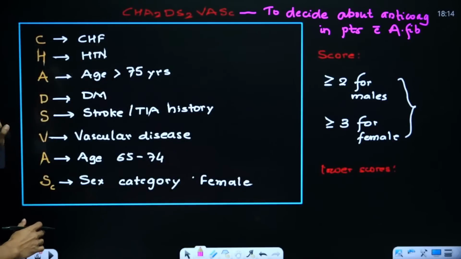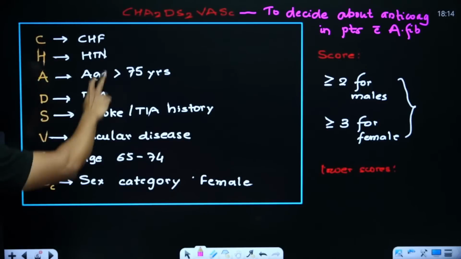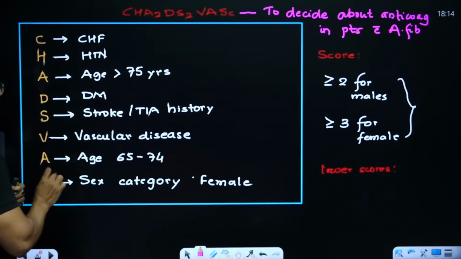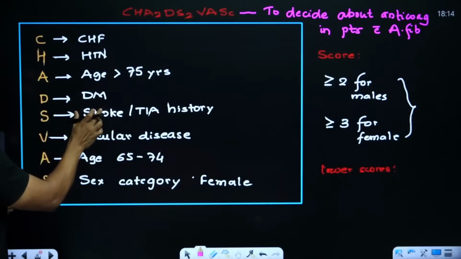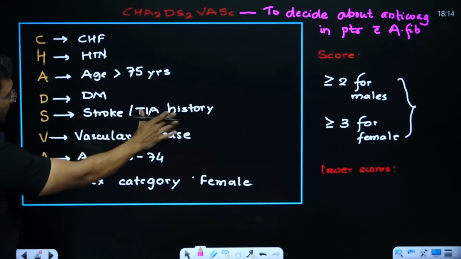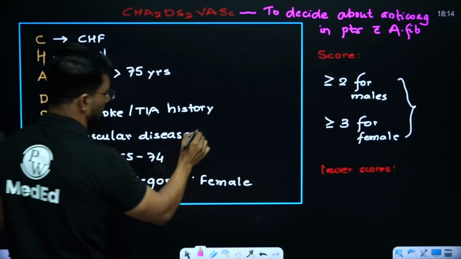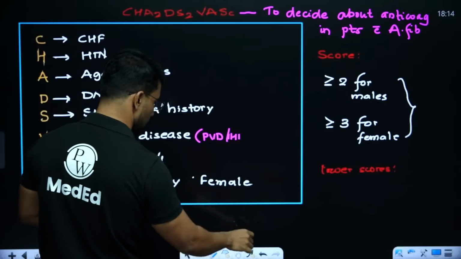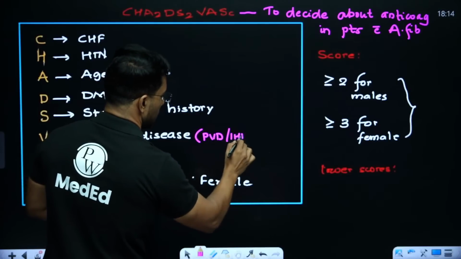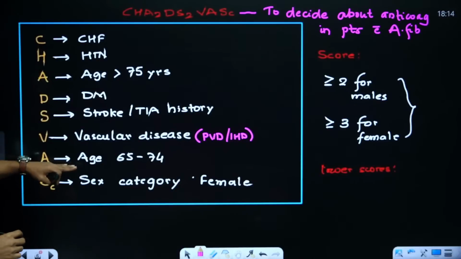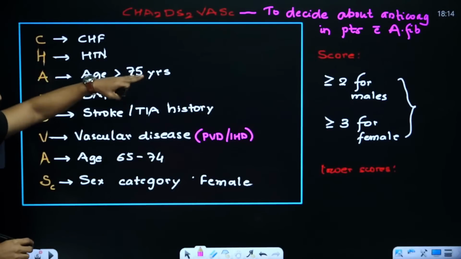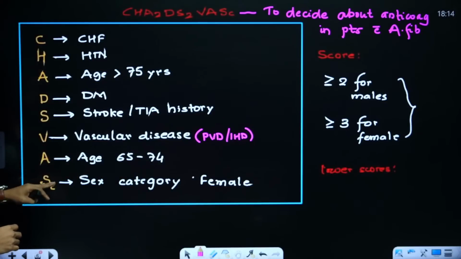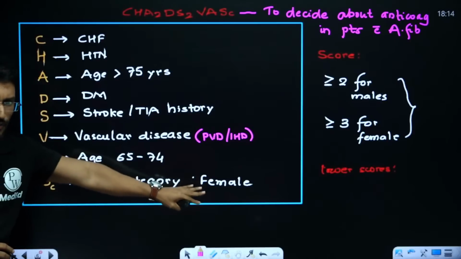It's not very difficult, easy to remember because it itself is a mnemonic, where C stands for congestive heart failure, H for hypertension, A for age more than 75 years, D for diabetes mellitus, S for stroke or TIA history, V for vascular diseases like peripheral vascular disease or ischemic heart disease. Then another A stands for age 65 to 74. So there are two A's here, age more than 75 and 65 to 74. And SC stands for sex category, that is female gender.